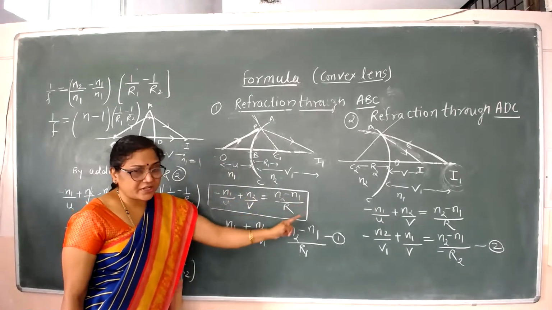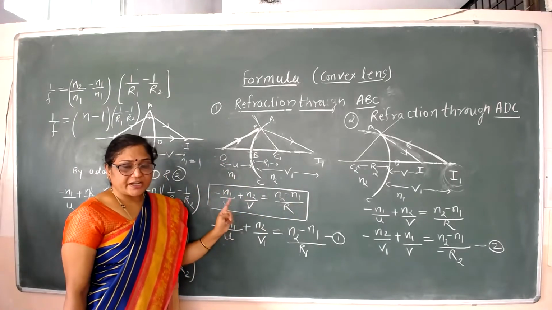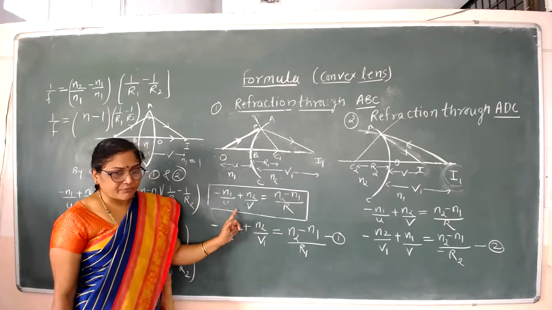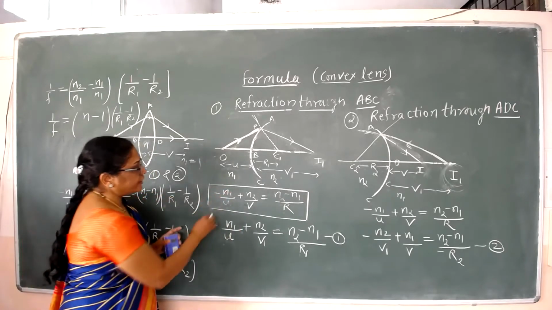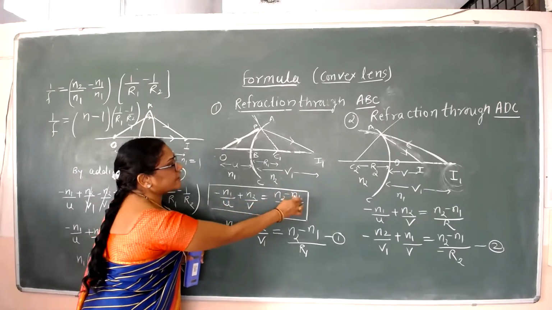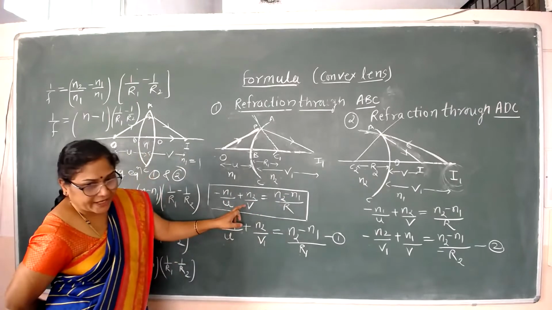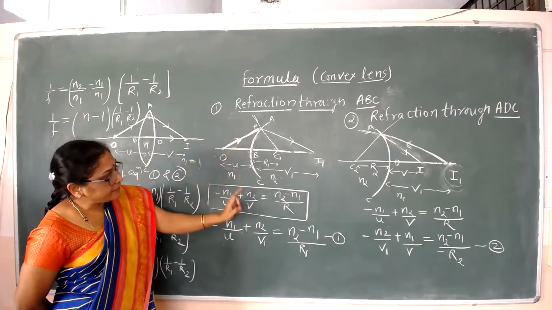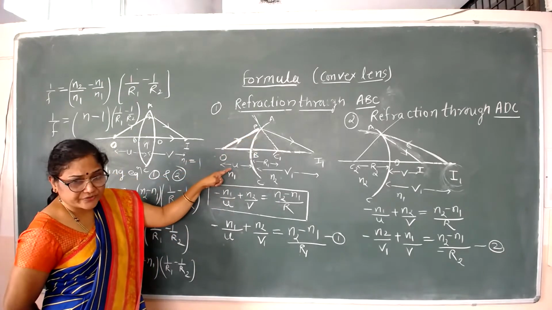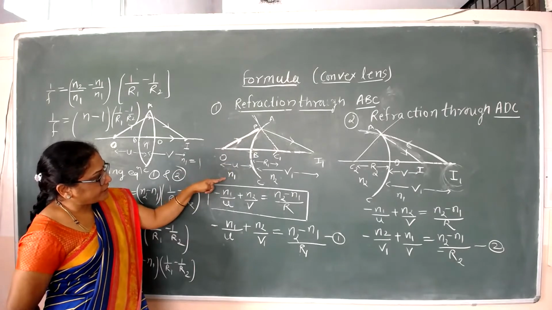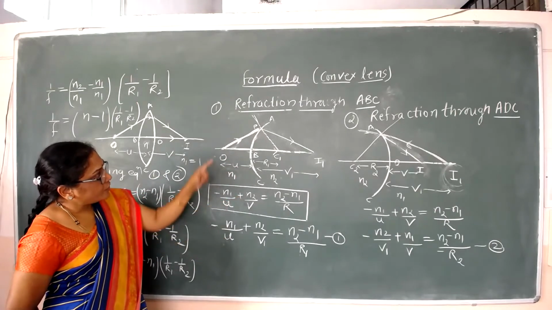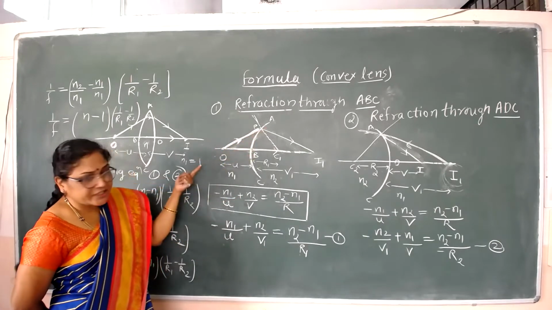Then we use the formula, the relation between N, U, V, R, which was derived in the last class. What is this formula? Minus N1 by U plus N2 by V is equal to N2 minus N1 divided by R. When we apply this formula to this figure, compare the formula and figure. N1 is the refractive index where the object is situated. So the object is situated in the N1 medium, and the object distance is U, but the incident ray is in this direction and we measure in the opposite direction.